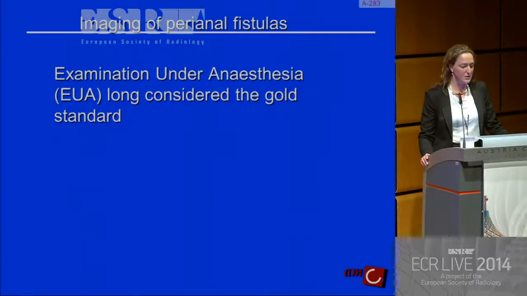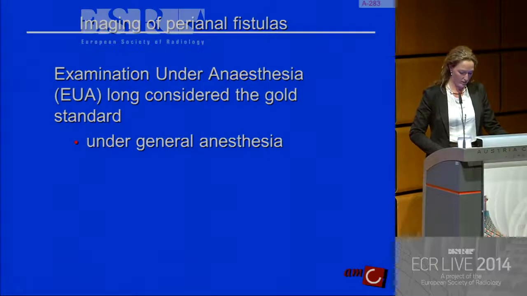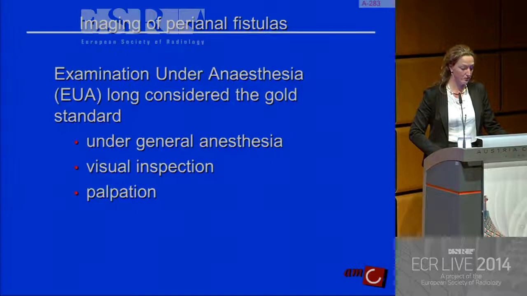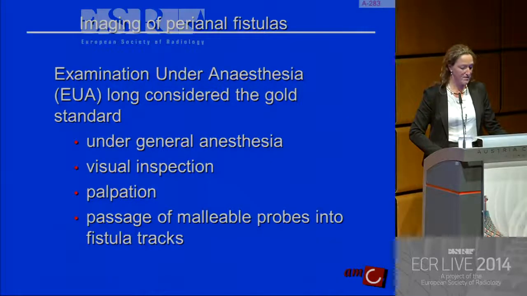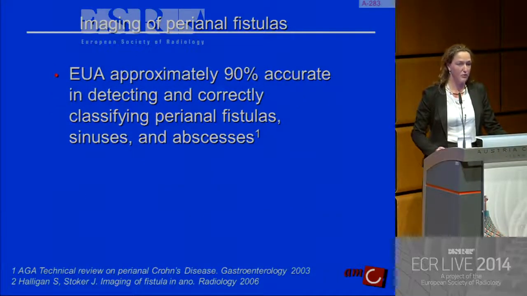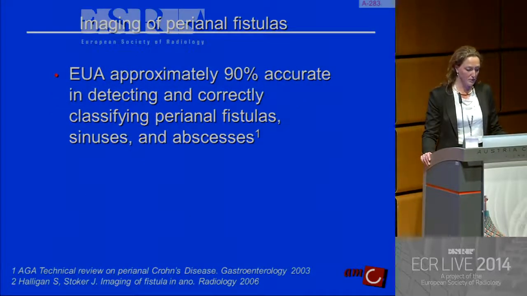For many years, examination under anesthesia has been considered the gold standard for evaluation of perianal fistulas. The title has already said it, but this is performed under general anesthesia. What the surgeon does is a visual inspection, digital palpation, and passage of malleable probes into fistula tracts. However, this is not a 100% accurate examination. It is stated that it's approximately 90% accurate in detecting and correctly classifying fistulas, sinuses, and abscesses.